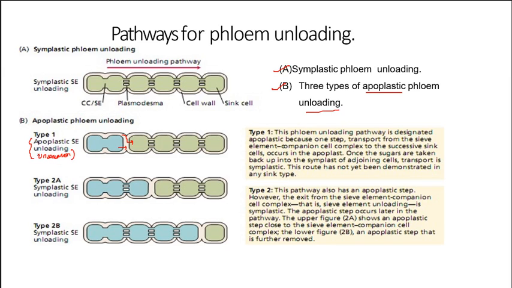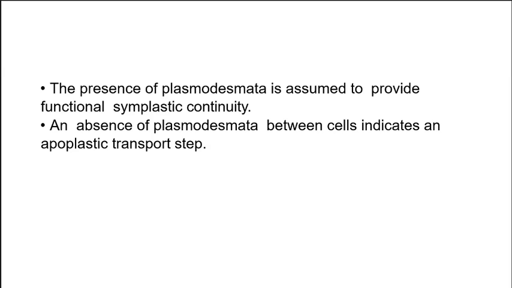Now second, in type 2A, the apoplastic step occurs later in the pathway. And in type 2B, the apoplastic step is further removed. It is symplastic sieve element unloading. Now the presence of plasmodesmatal connection ensures that the movement will be through the symplastic pathway. Absence of plasmodesmata will show that the movement will be through the apoplastic pathway.